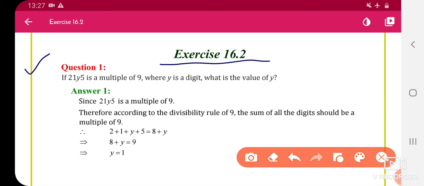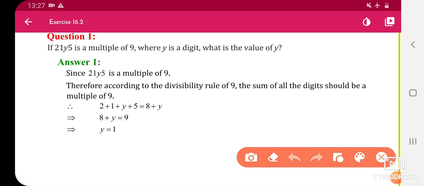So the first question. Question first is: if 21y5 is a multiple of 9, where y is a digit, what is the value of y? Okay, let's see the solution. In this question we are told that 21y5 is a multiple of 9.